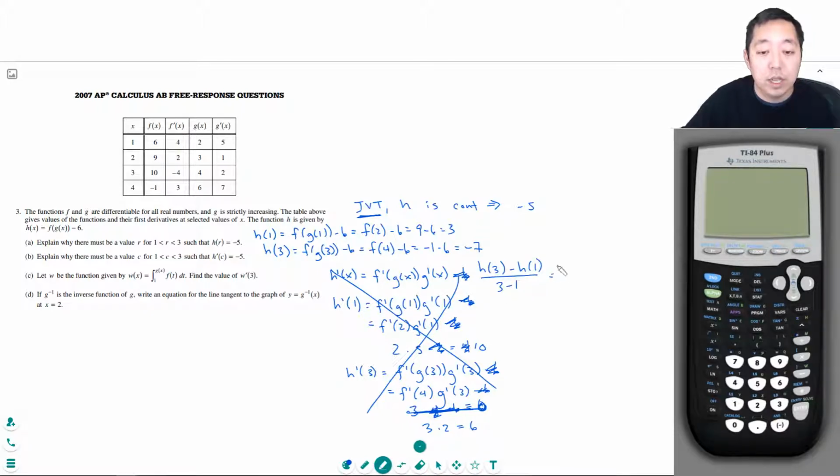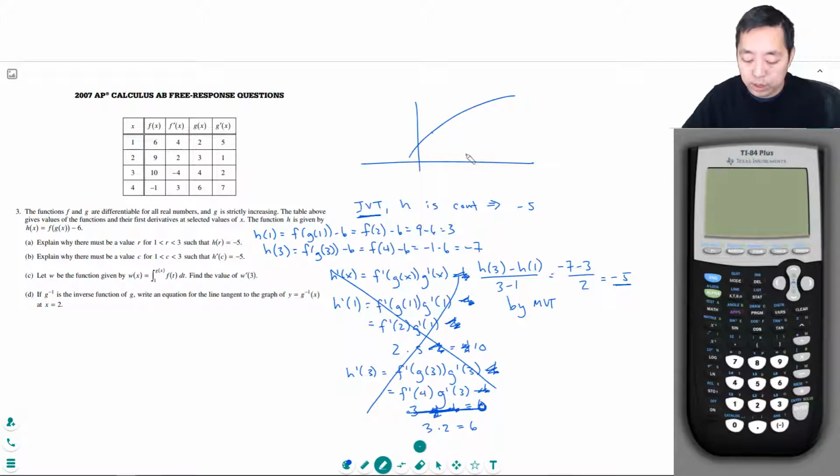That's equal to -7 minus 3 over 2. That's -10 over 2. That's -5. So by the mean value theorem, because it's differentiable and continuous, there has to exist a value where the tangent line slope is also, this is the secant line slope between the two endpoints. There has to be, so if you think of just a random curve, well, actually it's a -5 slope. So it's like something like this.